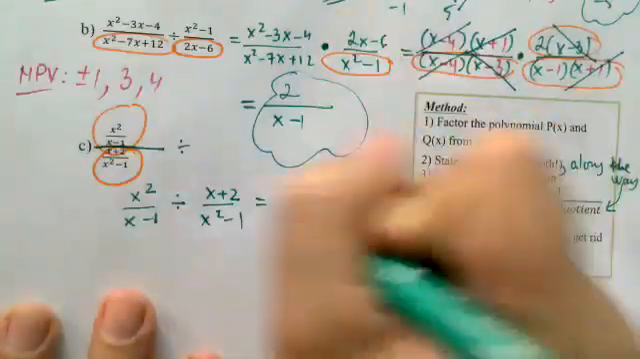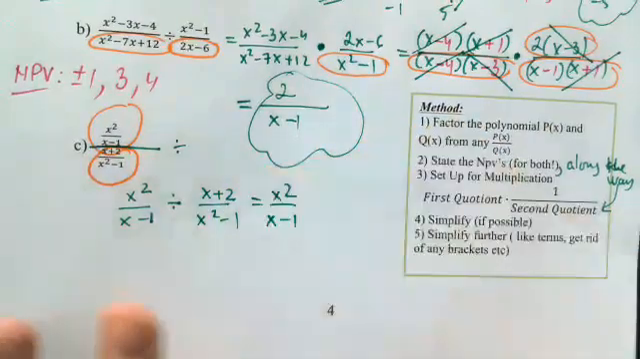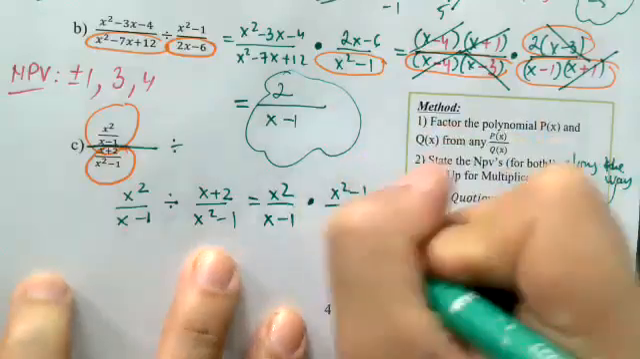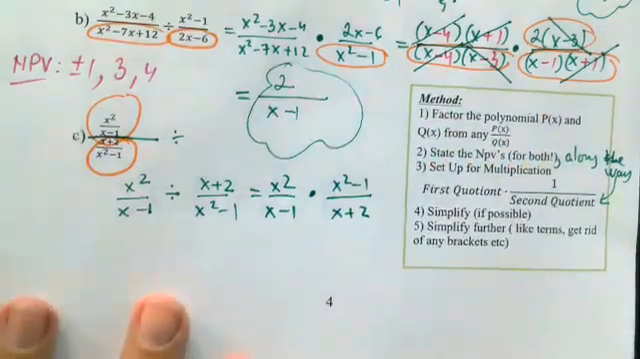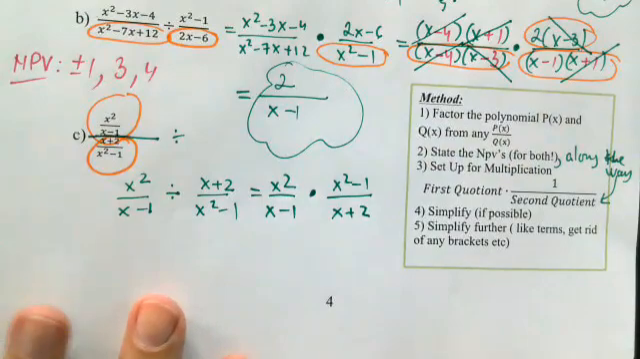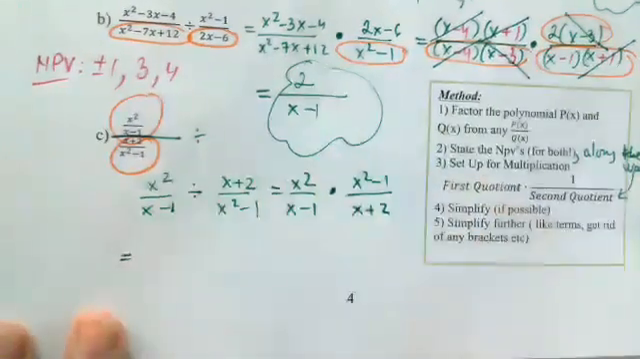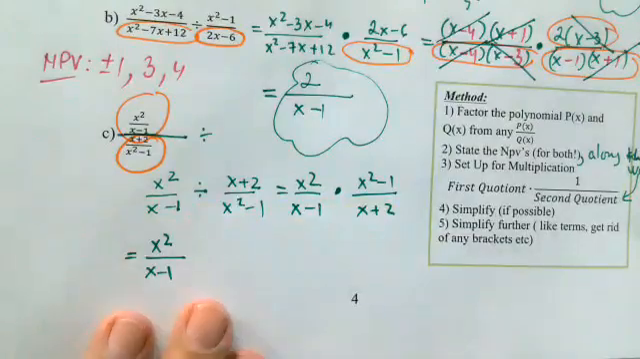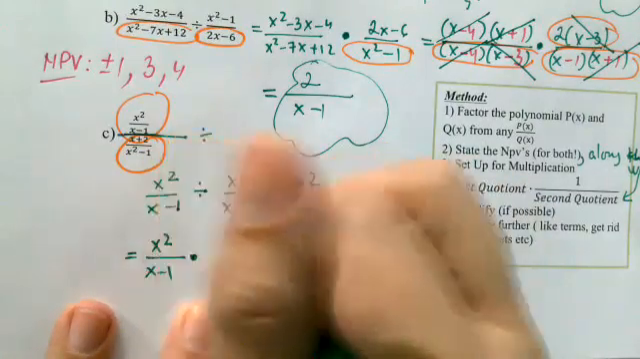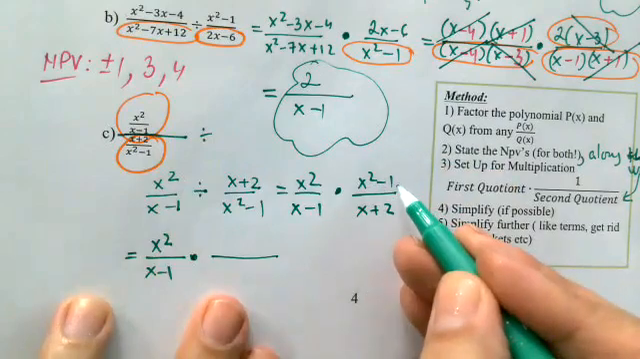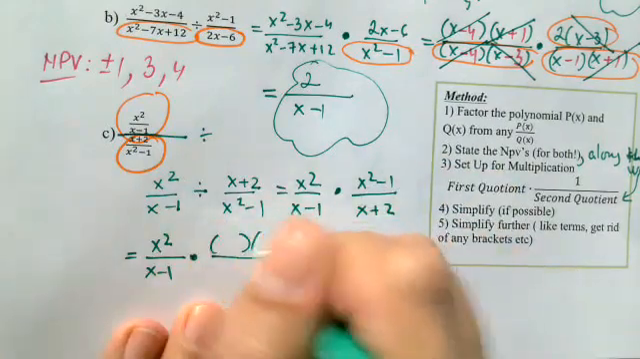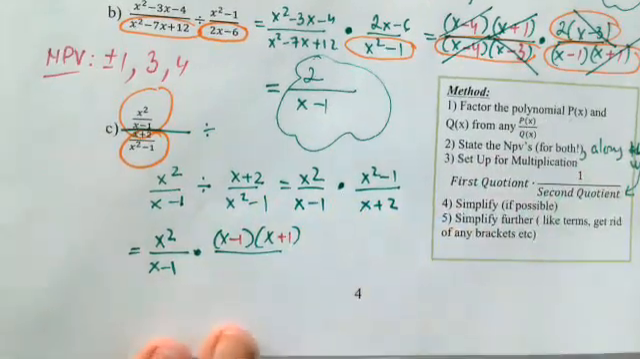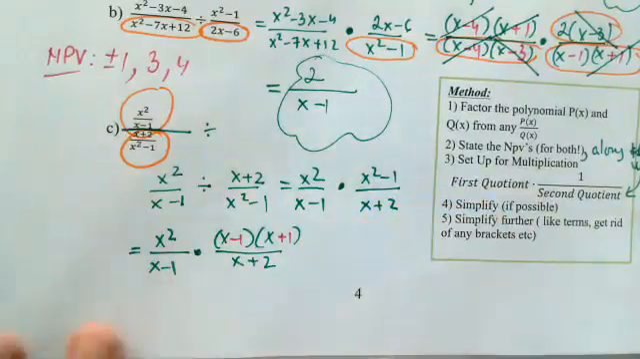Okay, so apply the multiplication rule times reciprocal of the second. So x squared minus 1 at the top, x plus 2 at the bottom. Now let's factor. X squared I can't factor. X minus 1 I can't factor. X squared minus 1 again, difference of squares, x minus 1 times x plus 1. And x plus 2, I can't factor further.